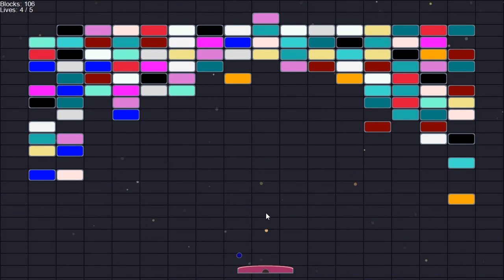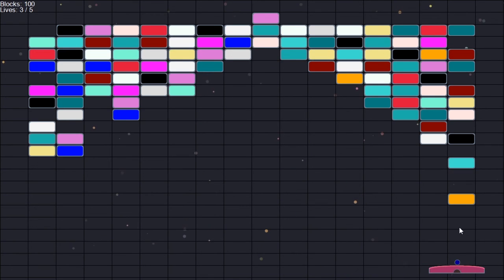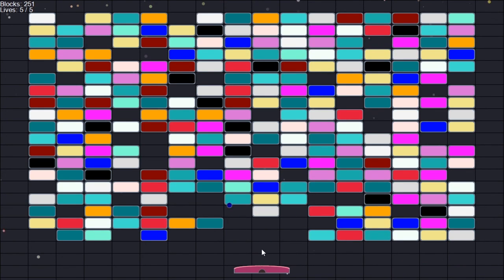And the last little detail, counters. Now you know how many lines you have and how many blocks are still on the screen. That's it, my Breakout game is done.